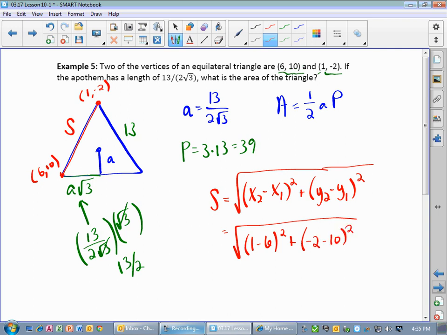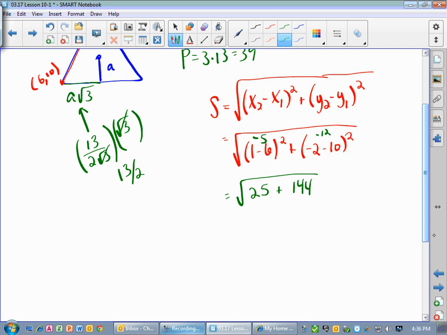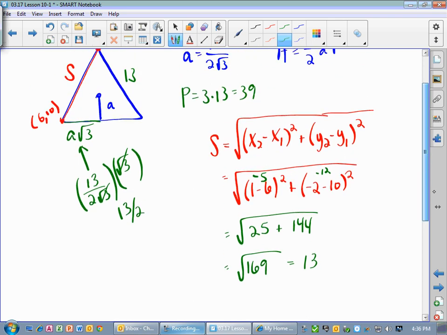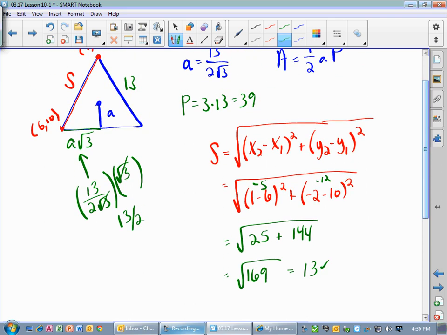And so 1 minus 6 would give us -5. If we square that, we get 25. And -2 minus 10 gives us -12. If we square -12, we get 144. Remember, when you square a negative, you still get a positive, since you multiply it by itself. And so we have the square root of 169, which is 13. So it checks out. We get 13. So doing it either way works.